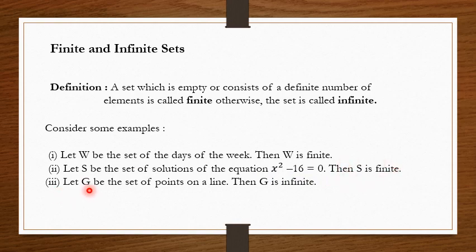But, let G be the set of points on a line. How many points are there on a line? Infinite. That is, G contains an infinite number of elements. So, G is called an infinite set.